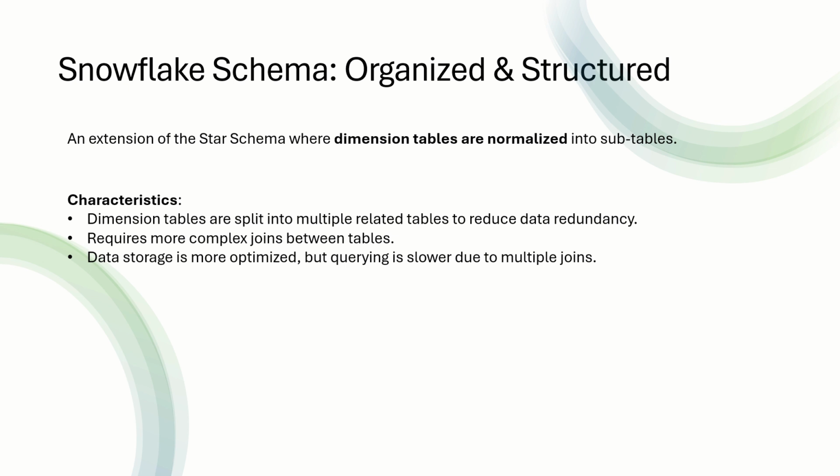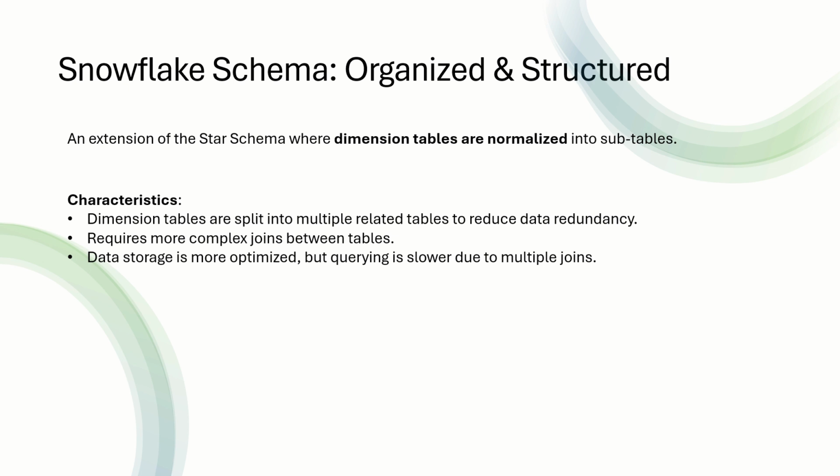The second characteristic is that it requires more complex joins between tables, because in a star schema you have just a fact table left join a dimension table. Here you have a fact table left join a dimension table, and that dimension table in turn performs one more left join with another dimension table. So here the data storage is more optimized, but querying is slower due to multiple joins.